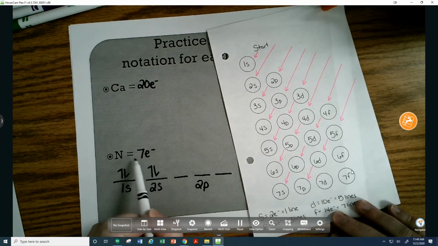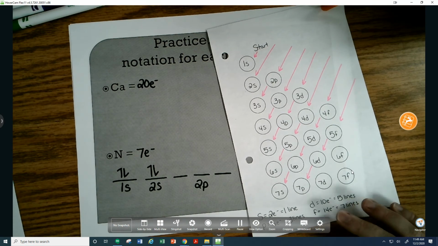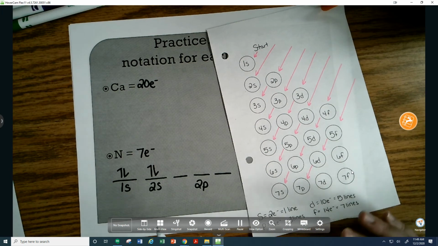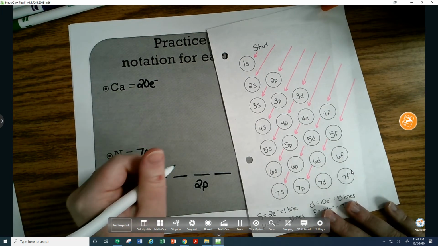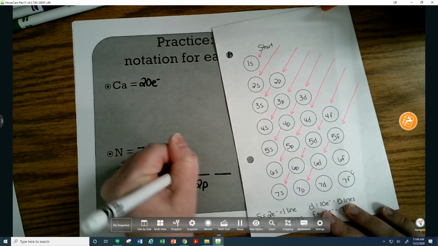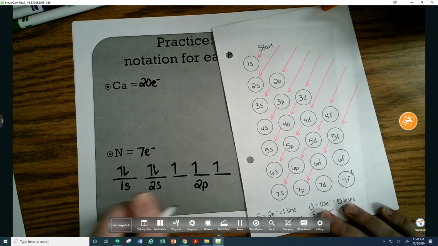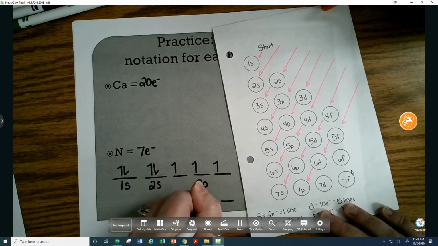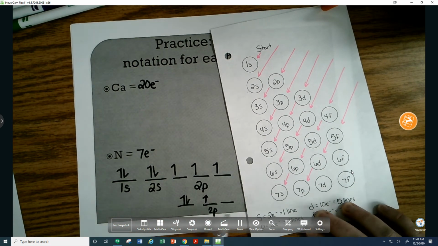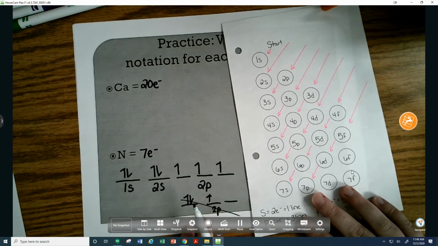So I need 3 more electrons to make this a nitrogen. This is the part where electrons, again, want to spread out as much as possible. So I am not going to pair up electrons. I'm going to have 1 electron take up each region of space. This is what I should not see. So this is incorrect. This is correct. You should space out electrons so they each have their own orbital. And again, I now have 7 electrons.